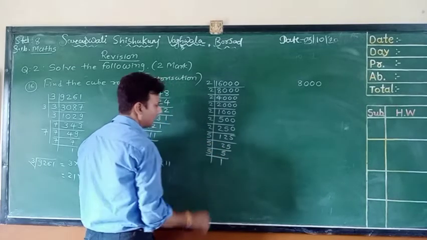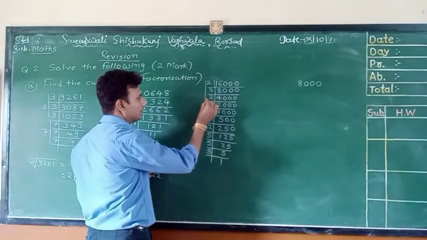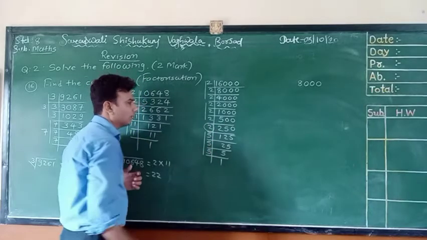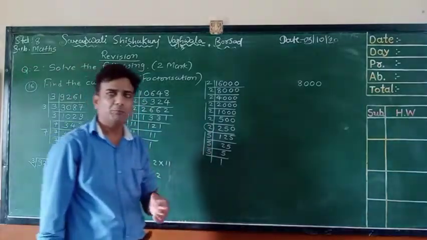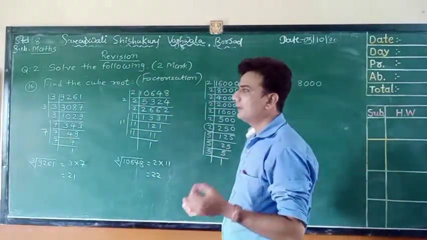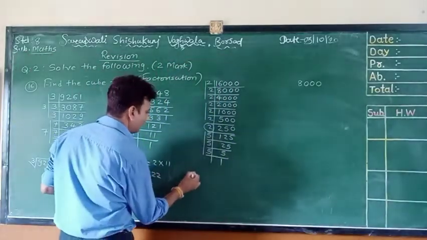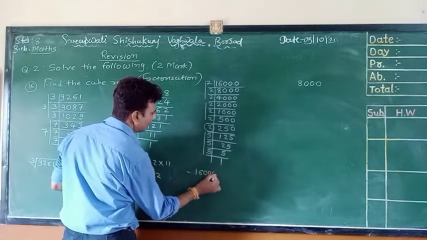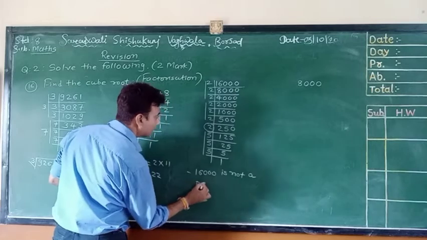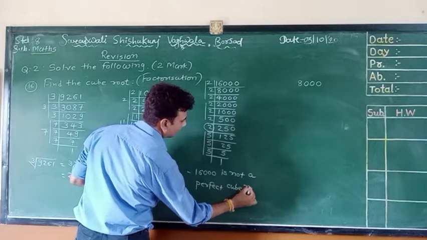5 1s are 5. Now we can say here 3 is 3 terms, 3 and this 3. Yes, but 2 is alone. 2 is alone. That means here we can say that 16,000 is not a perfect cube number. Okay, therefore 16,000 is not a perfect cube number. Is it clear?